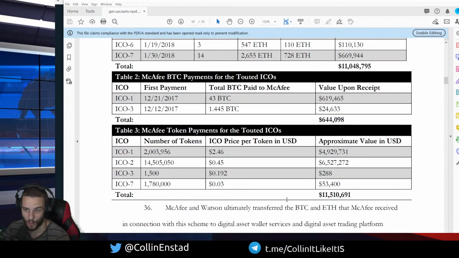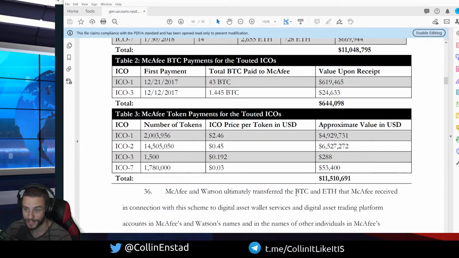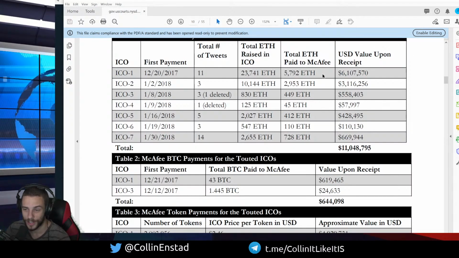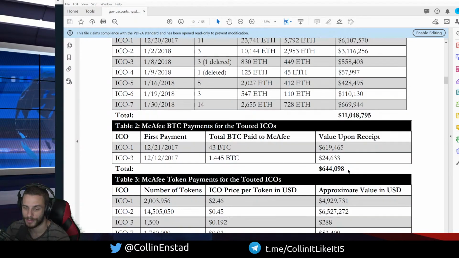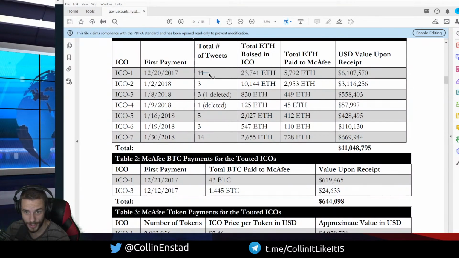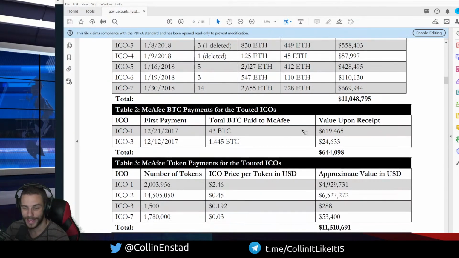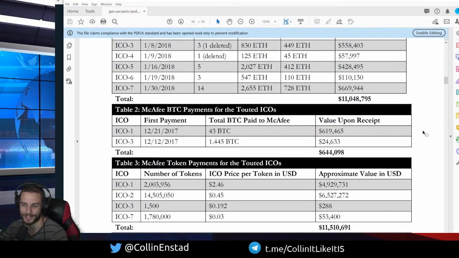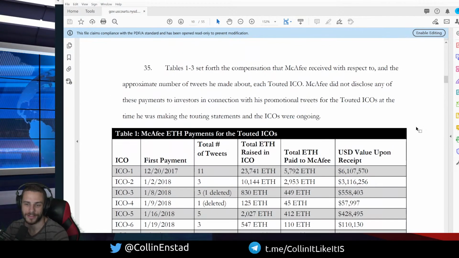And then the actual token payments that he got for these ICOs, if he sold them, which I'm sure he did. I mean, look at ICO 1, he made 6 mil in ETH and another 5 mil on the token payments. Jesus Christ, dude. That is literally $1 million per tweet. I wouldn't do that, right? Who wouldn't do that? And so, I guess his problem was just not paying taxes, right?